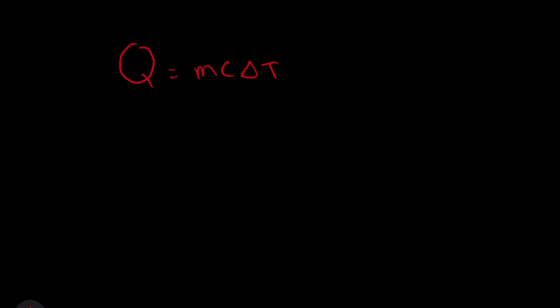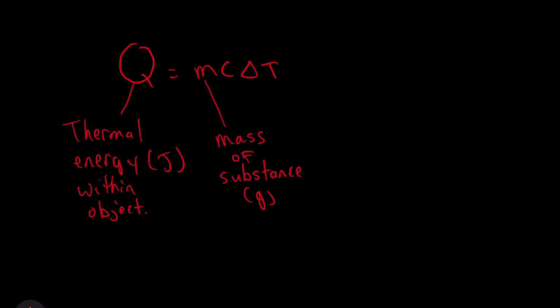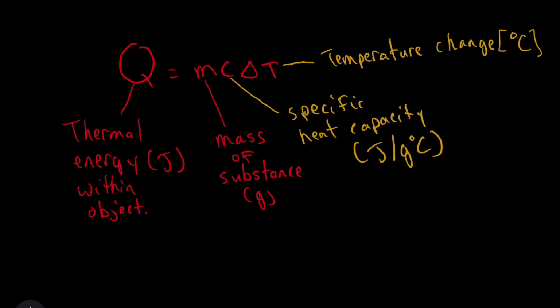The main heat equation that governs a system's thermal energy behavior is this one: Q equals mc delta T. In this equation, the Q represents the thermal energy in joules within the object, and the m is the mass of the substance within the system that we're measuring in grams. The c represents the specific heat capacity of the object, and that's of course measured in joules per gram degrees Celsius. And then the delta T, or the triangle T over here, represents the temperature change in degrees Celsius, and that can also be expanded to T final minus T initial, or the final temperature of the object minus the initial temperature of the object.